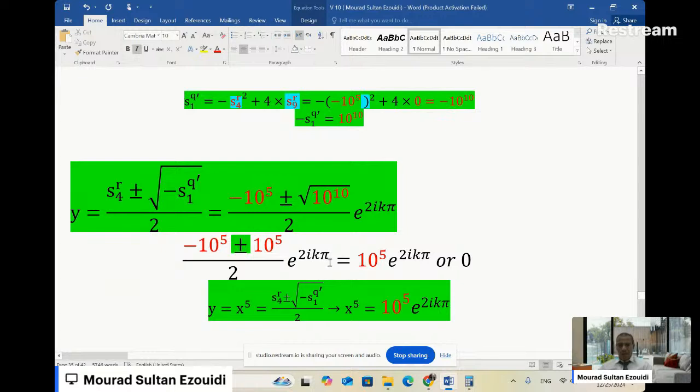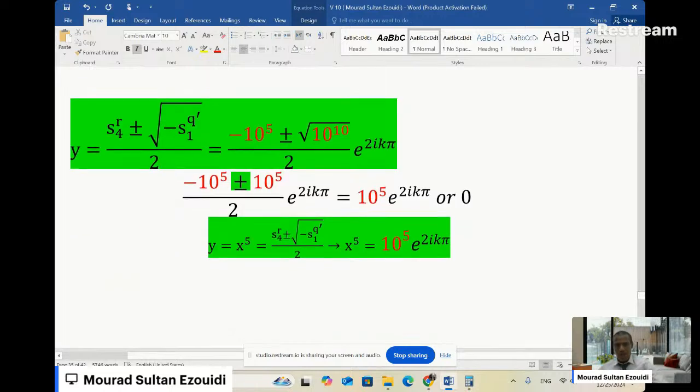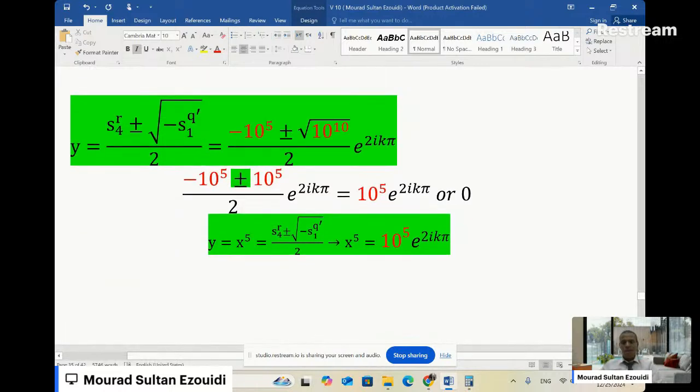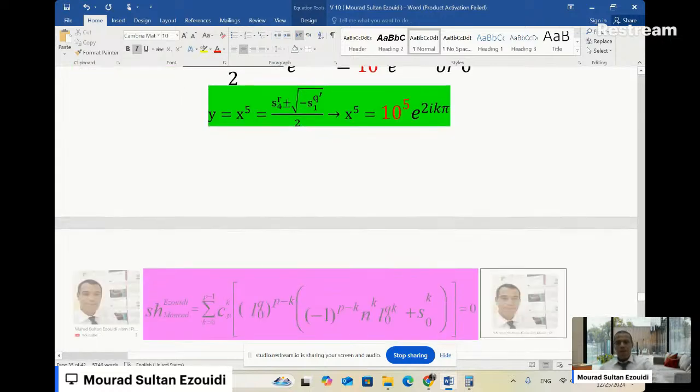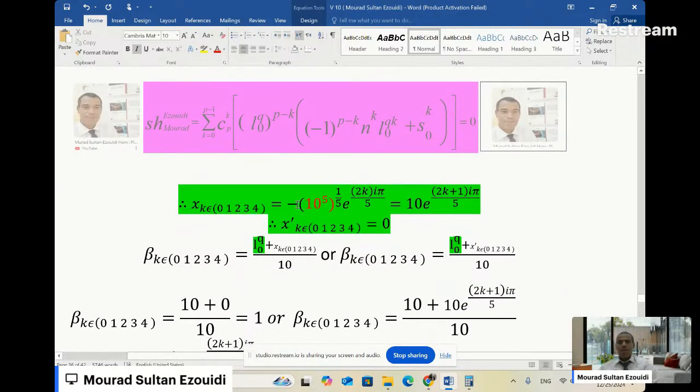You can note this one is equal in fact to 10 raised to the power 5 times exponential 2ik5 or equal to 0, because minus 10 raised to the power 5 plus 10 raised to the power 5 times exponential 2ik5 equals 0. Now I obtain this one. I will now immediately solve this equation. So xk is equal to negative 10 raised to the power 5 raised to the power 1 times exponential 2k I pi over 5, or the minus 1, this one.